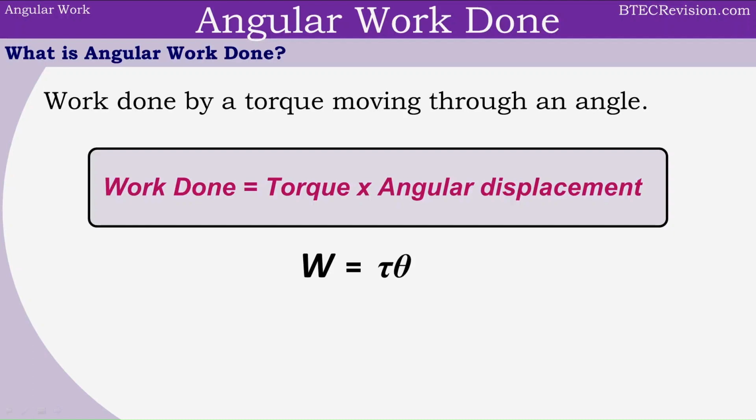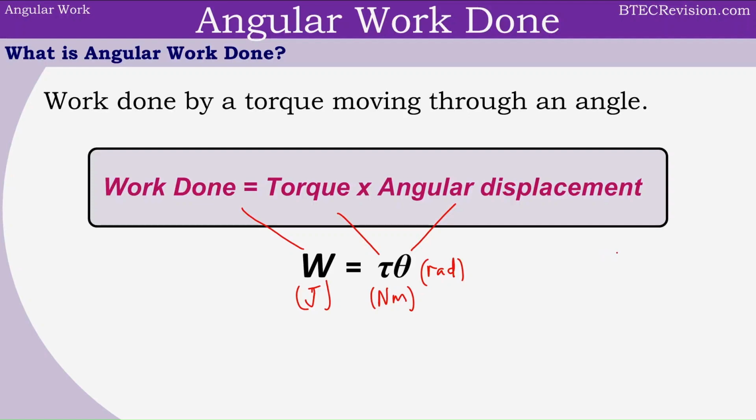Angular work done is the work done by a torque moving through an angle. The equation for work done is torque times angular displacement. The short form is W equals tau times theta, where W stands for work done, tau stands for torque, and theta stands for angular displacement. The units are joules for work done, because it's a form of energy, torque is measured in Newton meters, and angular displacement is measured in radians.